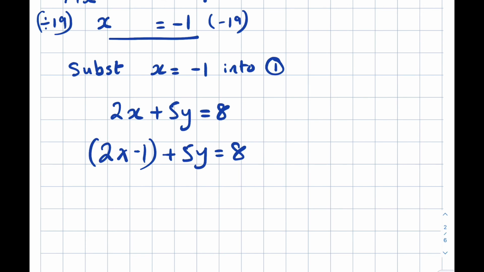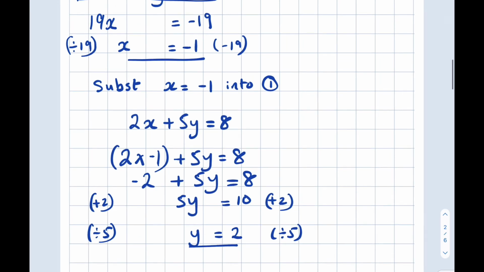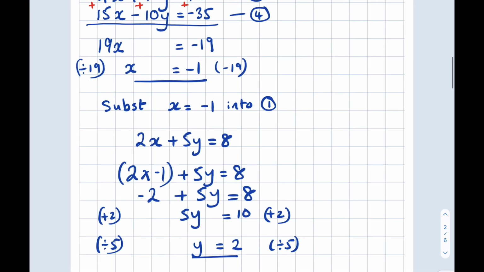2 times negative 1 is a negative 2 plus 5y equals 8. Let's get rid of the negative 2 from both sides in order to get the y on its own. And the way we can do that is add 2 to both sides. Remember to keep the balance. That will give 5y equals 10. And then divide both sides by 5. That will leave us with y equals 2. So we have x equals negative 1 and y equals 2.